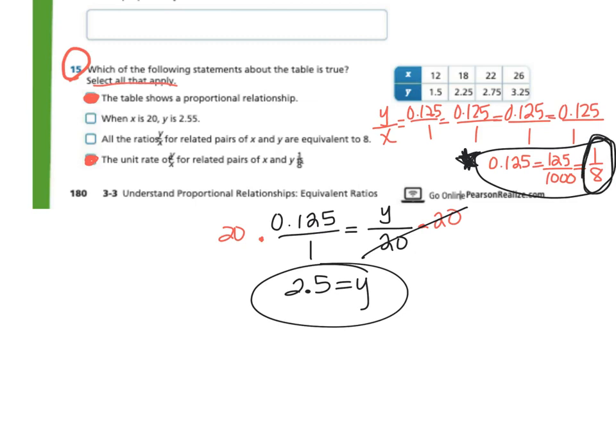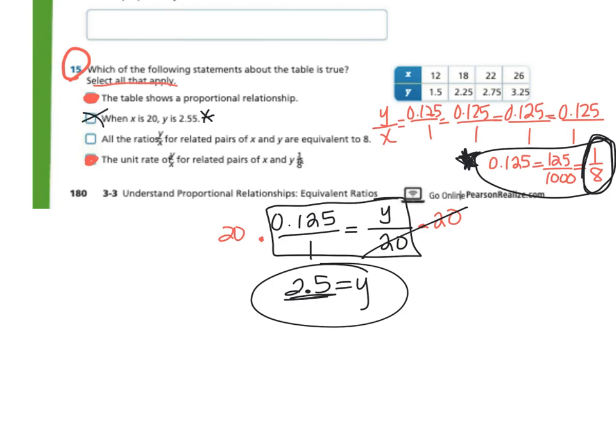And then, because this shows a proportional relationship, I went ahead and looked at the second answer that says when x is 20, y is 2 and 55 hundredths, this one right here. And I solved that proportion substituting the 20 in place of the x, so at the bottom, when y is what we're looking for. And when I did that, what I found is that y is actually 2 and 5/10, not 2 and 55 hundredths. So this is not a correct answer.